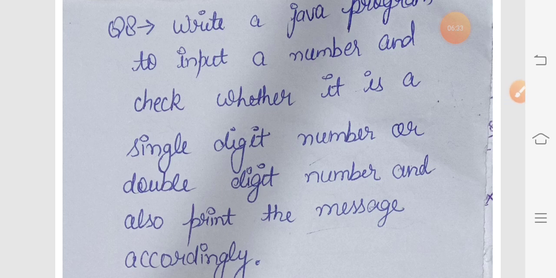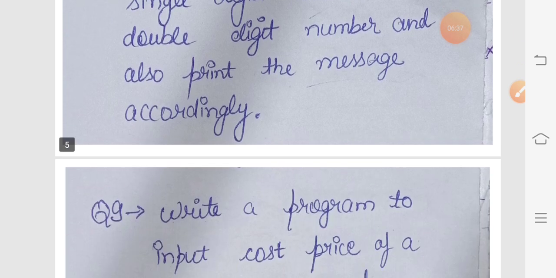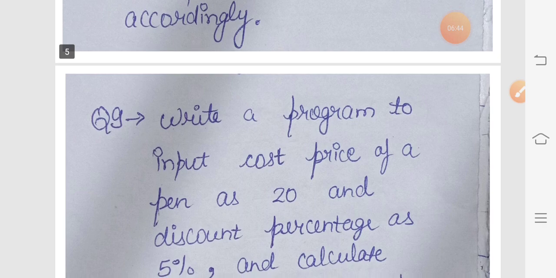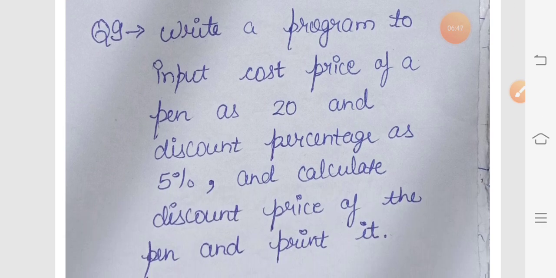In the example, this type of question is given, meaning how to apply the condition, you can get help from your 8th class book. Next, write a program to input the cost price of a pen as 20 and discount percent as 5% and calculate the discount price of the pen and print it.